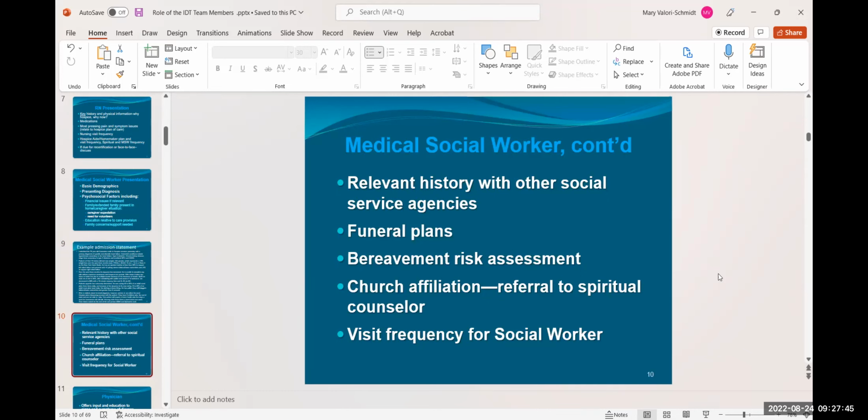So for the social worker, again, funeral plans and bereavement, right? That's important. On admission, do we have a funeral home? And I know these are hard conversations, but they need to be had. It's not like we are surprising them. They're signing up for hospice, right?